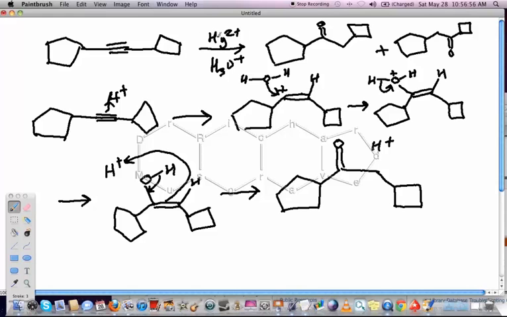Remember, the mercury is catalytic in this reaction and probably helps to get this H+ addition to occur to the triple bond in the first step.